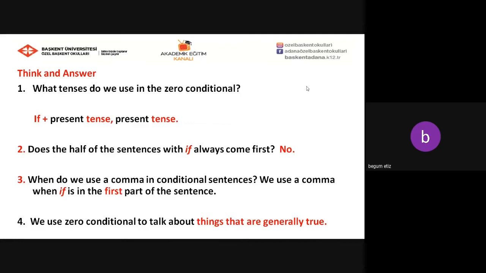No. When do we use a comma in conditional sentences? We use a comma when if is in the first part of the sentence. Next one, we use zero conditional to talk about things that are generally true.